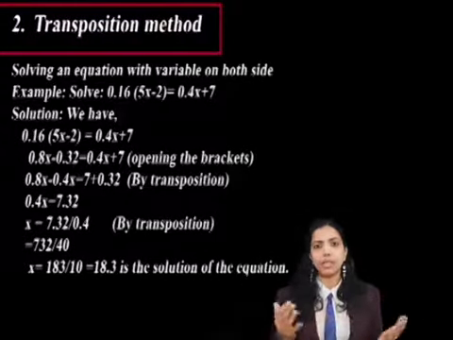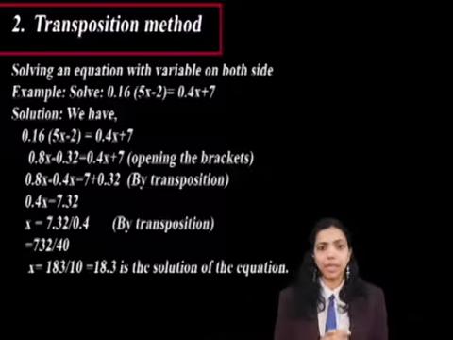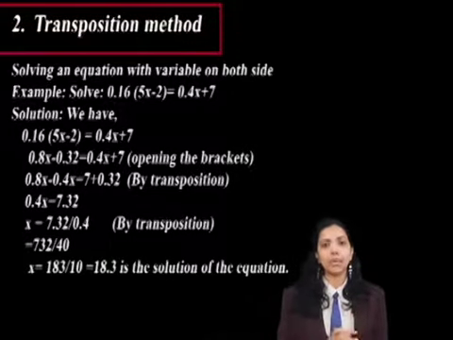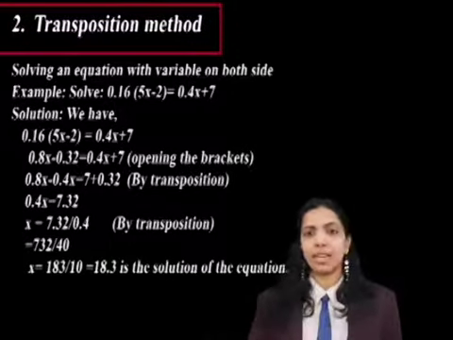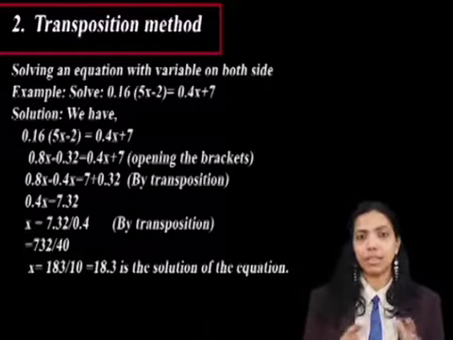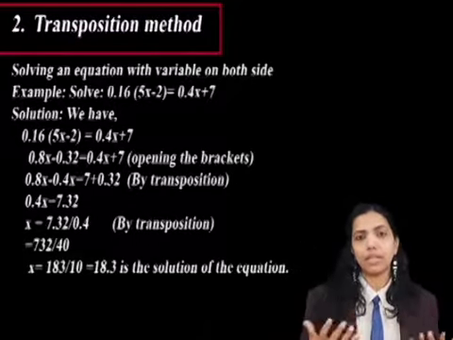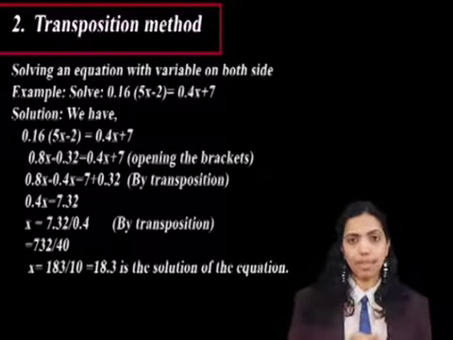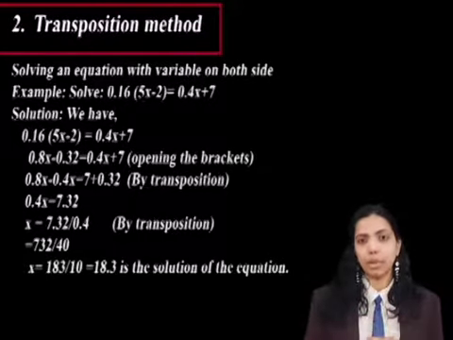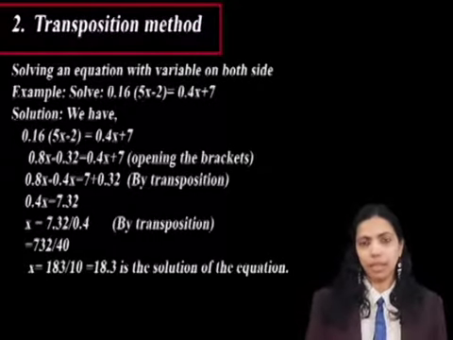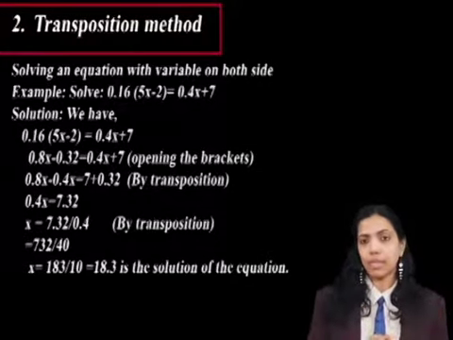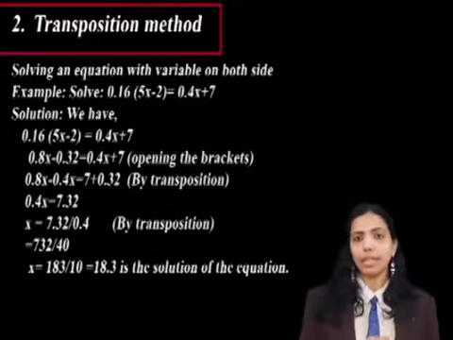We have the equation 0.16 multiplied by (5x minus 2) equals 0.4x plus 7. So let's have the solution. Let's begin with that equation itself. The first step means we have to open the brackets. 0.16 multiplied by 5. Ignore the decimal and go for the whole number. 16 multiplied by 5, we are getting 80.